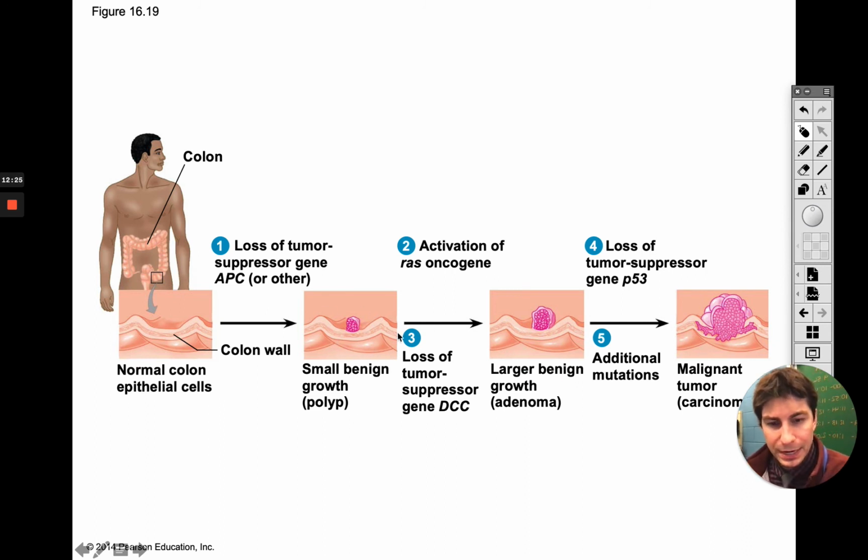Now, the benign tumor can turn malignant over time, as you can see here. What happened was we had this benign tumor, and then the tumor suppressor gene stopped working, and then it grew, and now it's malignant, and now it can spread.